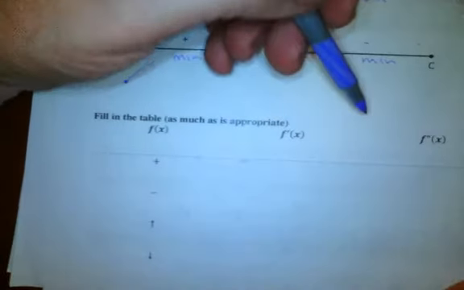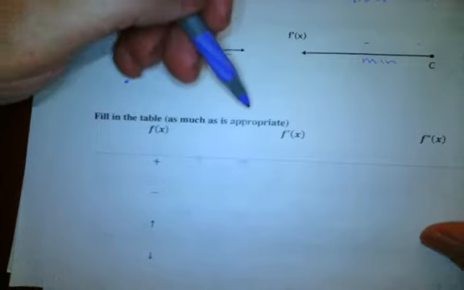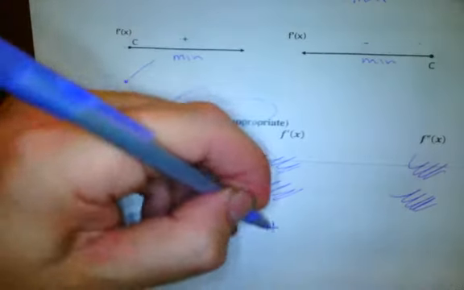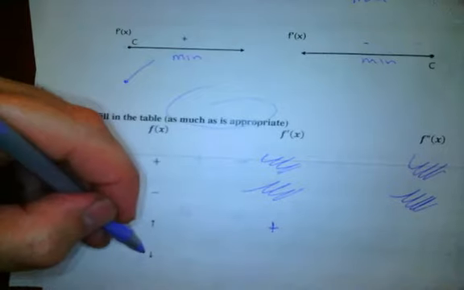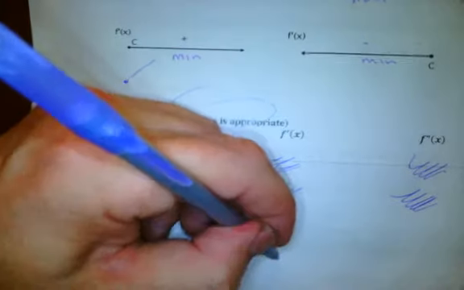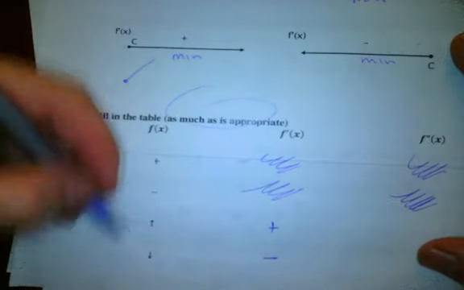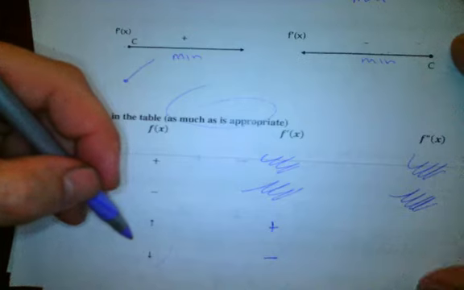Okay, fill in the table below with as much as is appropriate. Yeah, so there's not a lot appropriate, as we discovered earlier, by knowing that f is greater than 0. If f is above the x-axis, I don't know if f is increasing or decreasing. I don't know if f is concave up or concave down. So I can't put anything in here. And that's why this says as much as appropriate, because there's nothing I can say here, and there's nothing I can say here.